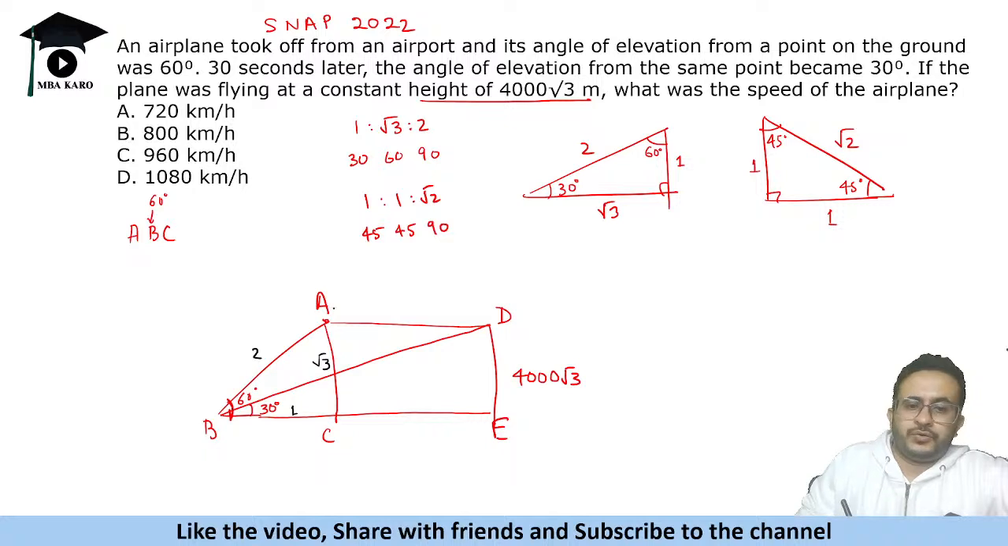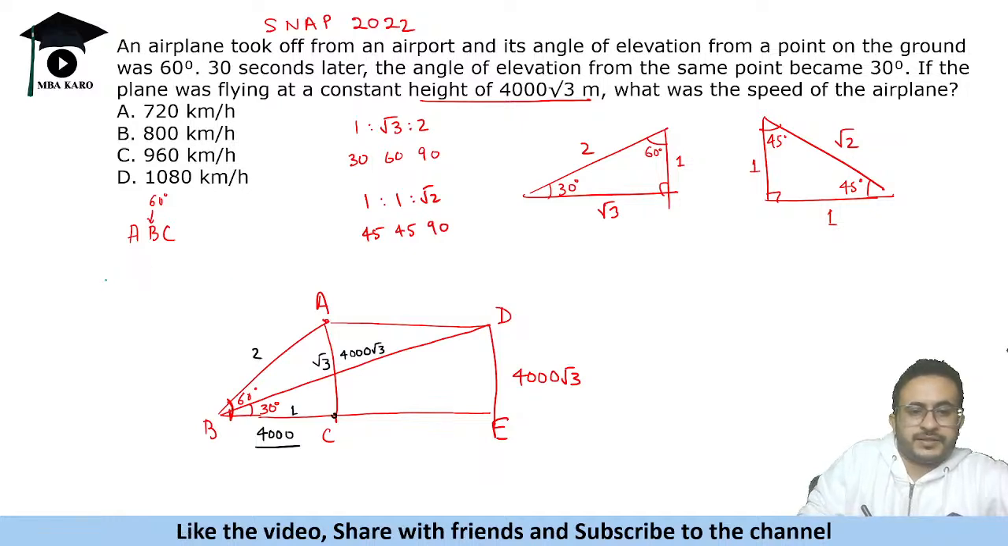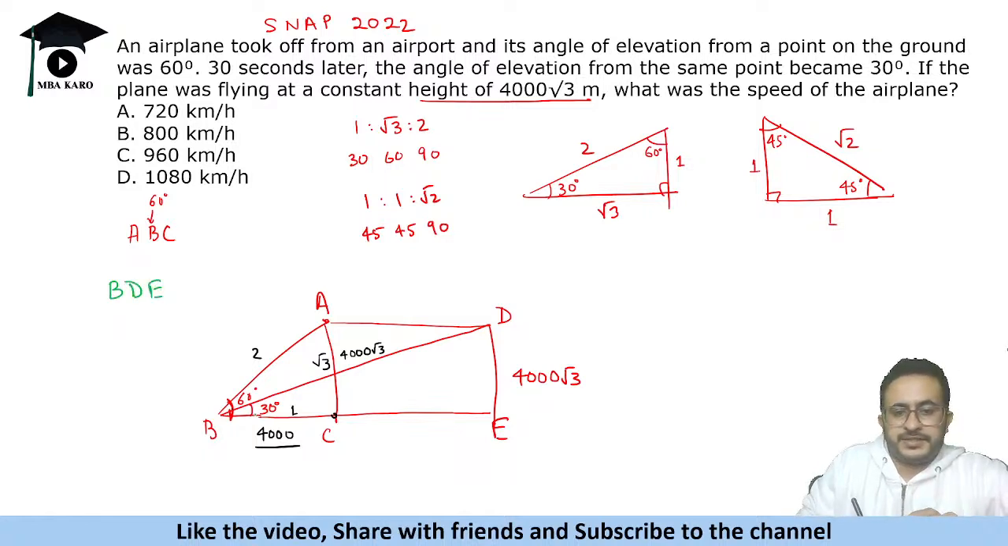Okay, now root 3 times is 4000 root 3, so this will be 4000. B to C is 4000. यहाँ तक का distance मिल गया. Now we will consider the second triangle. The second triangle which we are considering is BDE. In BDE, this is 30 degree.